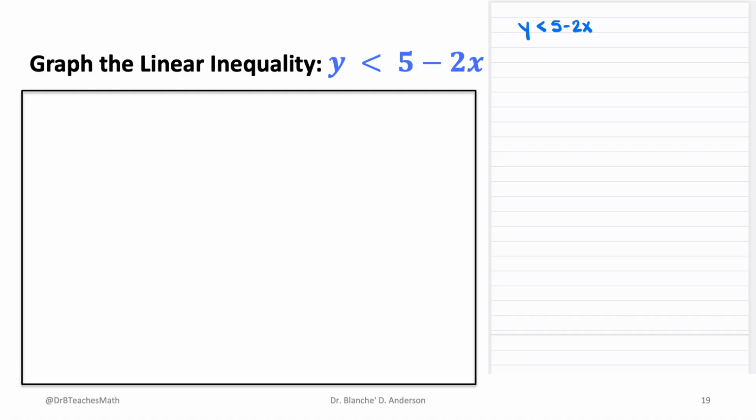That's good. So now, since it says less than, it's going to be a dotted line. And I'm just walking through what I normally do in my head. And we're going to be shading below the line. Why? Because of that chart. Remember, that chart told us if it's in slope-intercept form, which this is, that we shade below the line because it says less than.